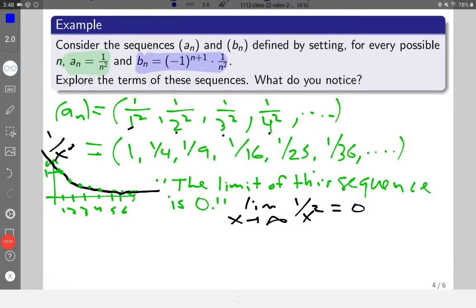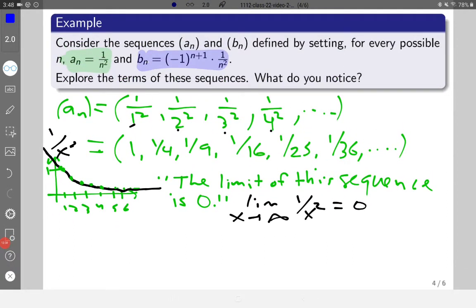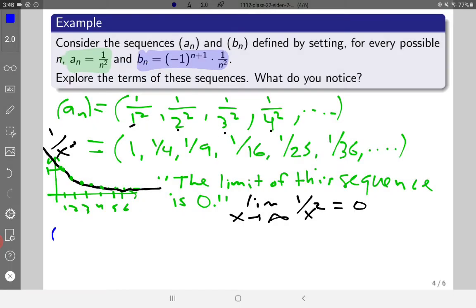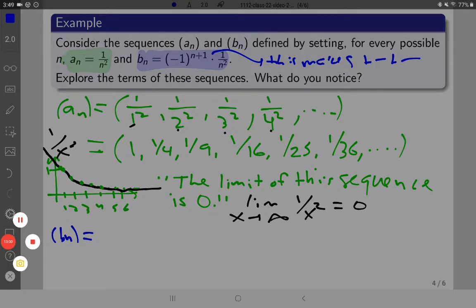What about the bn sequence? How is that different? Well, bn is the same numbers, but they alternate in sign. So when I have here -1 to the n plus 1, I'll point out that this makes the sequence go plus, minus, plus, minus, plus, minus.